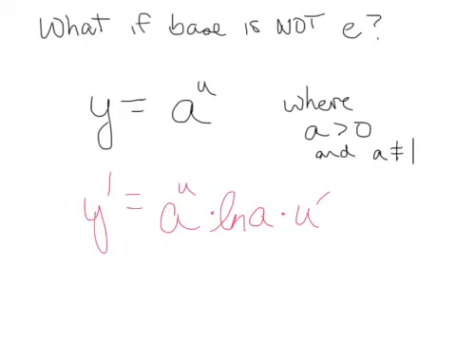Now, if you remember from last year, the natural log of e is 1. So really, on the previous page, there was an ln e in there. It just happened to be 1, so we don't bother writing it. So let's look at an example using this.